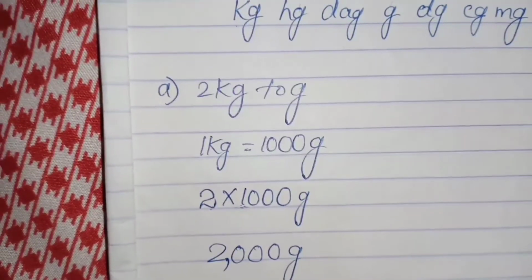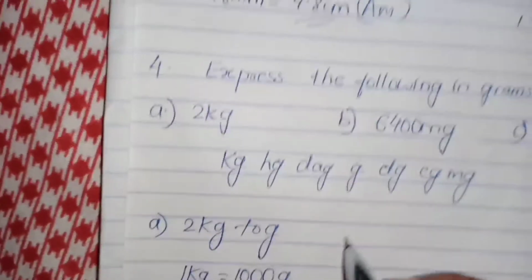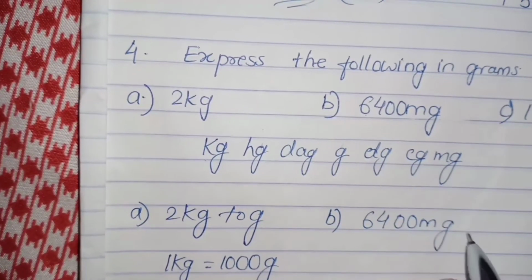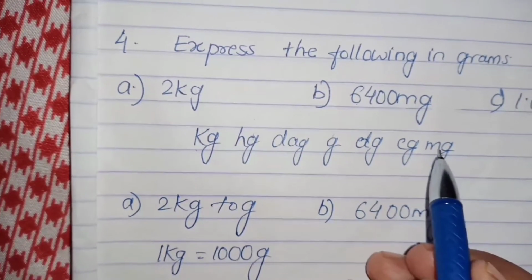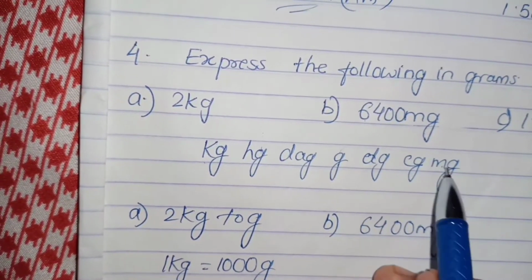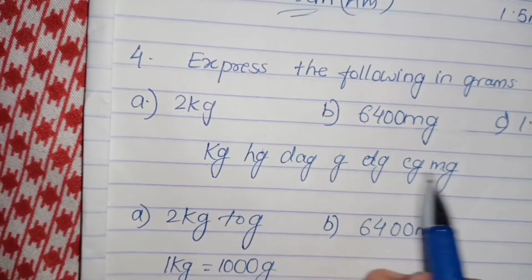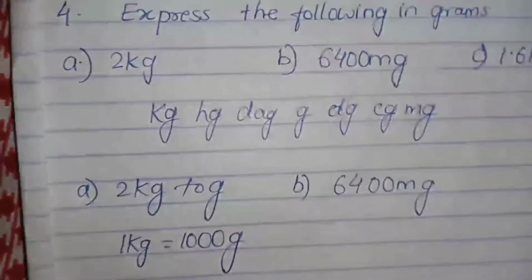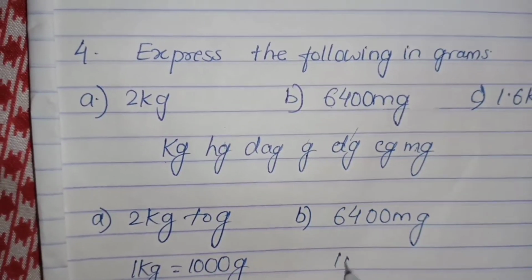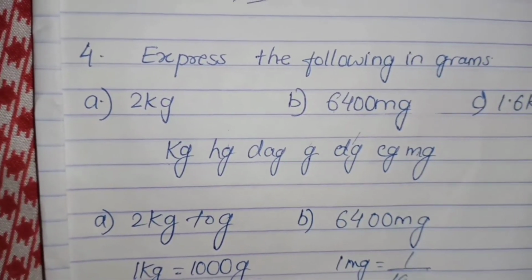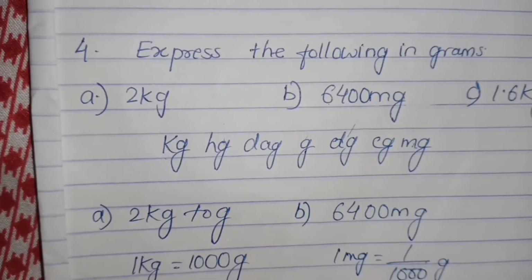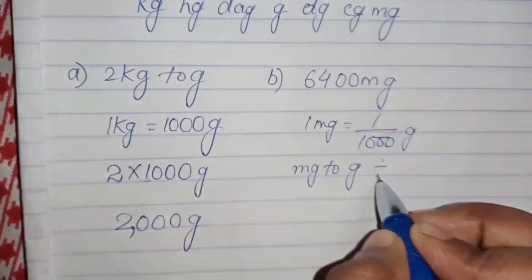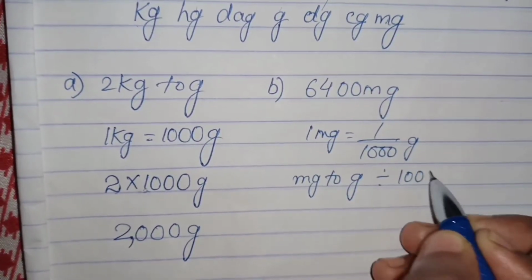Now what is number B? 6400 milligram. So we have to convert milligram to gram. From a smaller to a bigger unit, that means we have to divide. And by how much? 1, 2, 3, that means by 1000. So 1 milligram is equal to 1 by 1000 gram. So milligram to gram, what do you have to do? We have to divide by 1000.